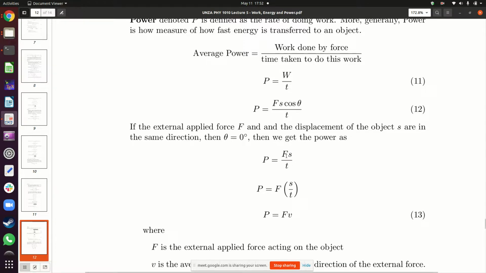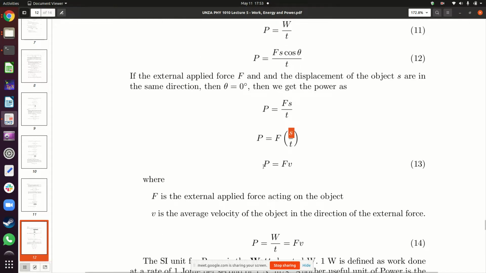Next, we factor out the force outside, so we remain with the displacement divided by the time. This displacement is just the straight line distance divided by how much time it took to cover that straight line distance. So you end up seeing that displacement divided by time is what we call velocity, or average velocity. So in this case, your power equals the applied force multiplied by your average velocity.